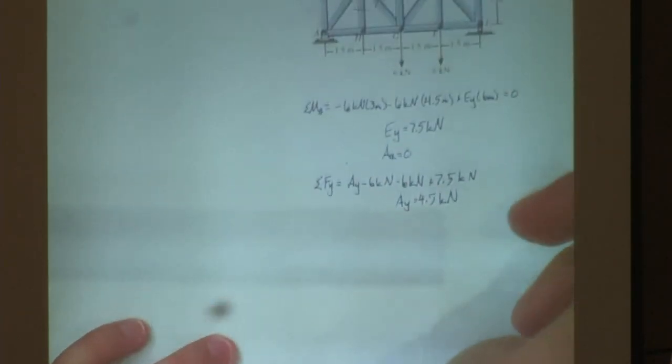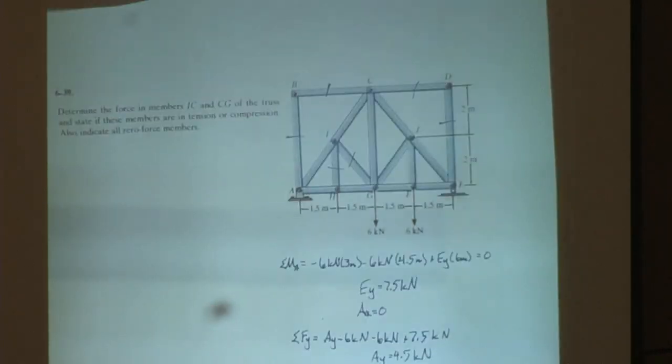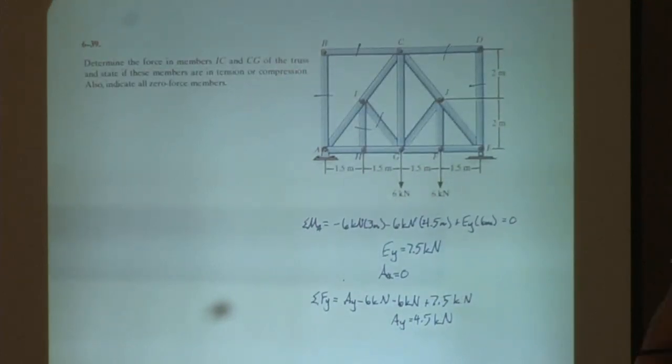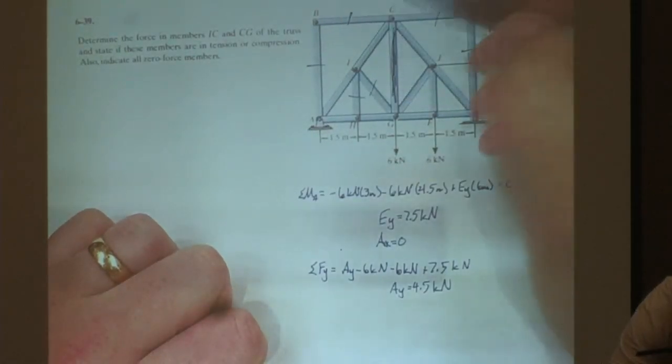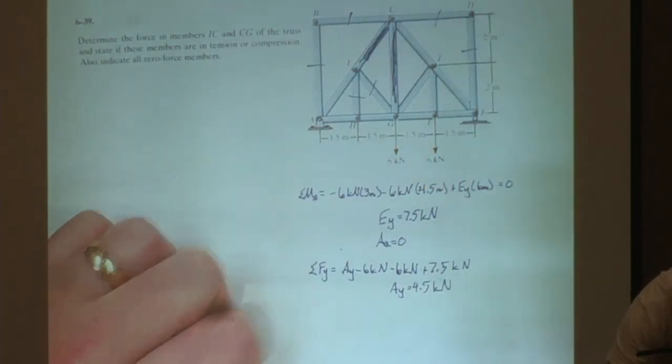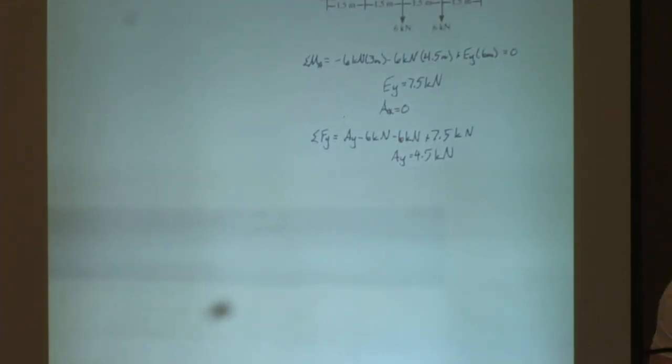And what does the question ask? Determine IC and CG. So we're looking for CG and IC. All right, so what's the best way to do that? Where should we start?